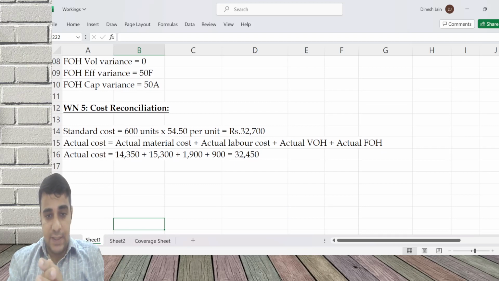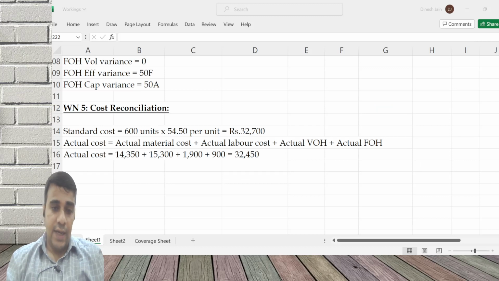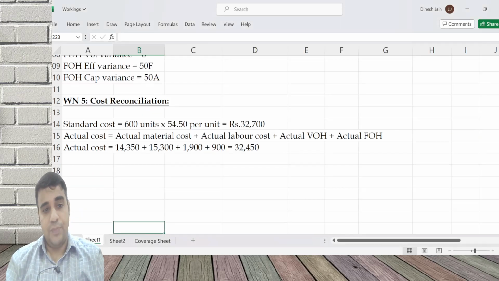We expected cost will be 32,700. In reality, cost is 32,450. Why is there a reduction in cost? Which variance is contributing to this reduction? It can be reduction in cost. It can also be increase in cost. Our objective is to find which variance or set of variances are contributing to this variation in cost.